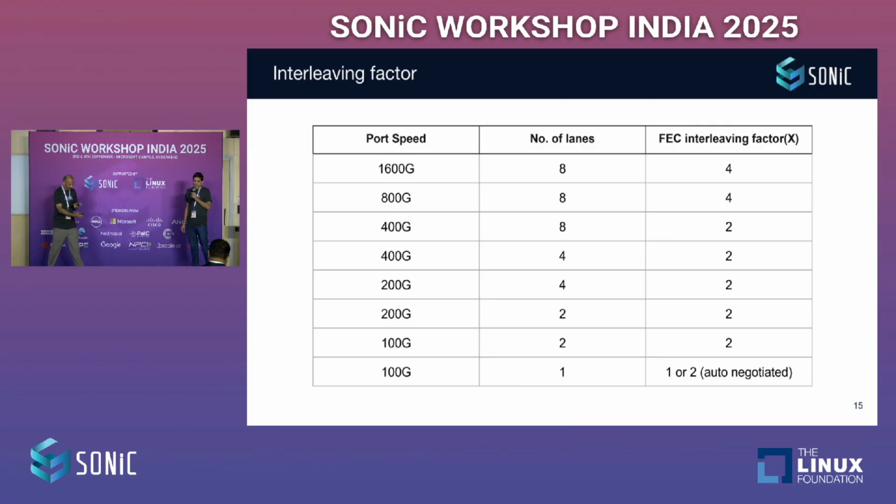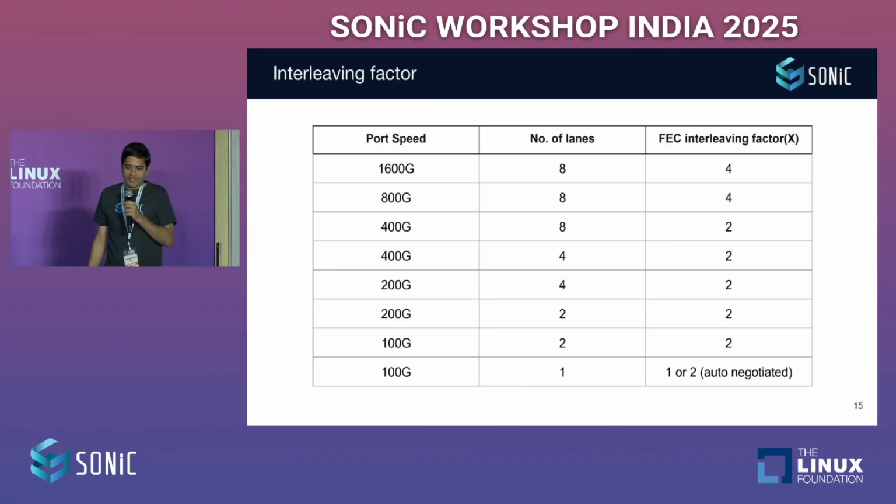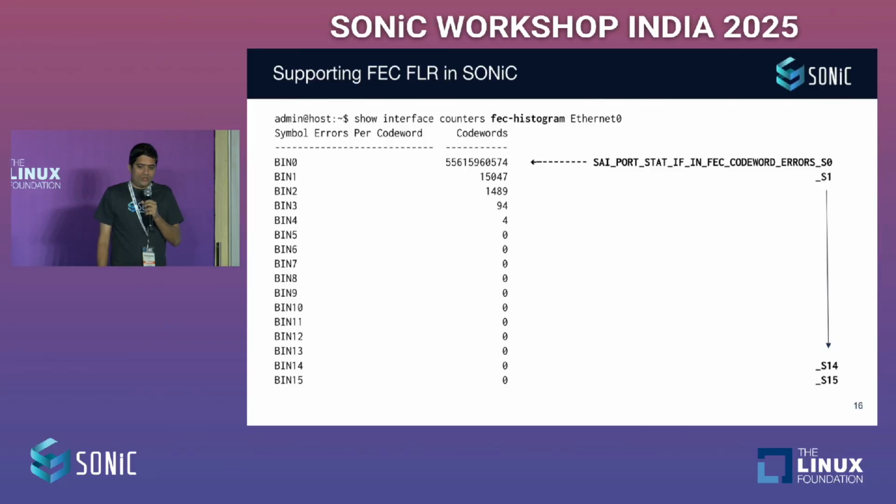Thanks for covering the background on FEC and FEC FLR. Now, with all the data that we have, we'll see what it takes to implement FEC FLR on SONiC. Today we already have support for FEC histogram in SONiC, which displays the data in this format. Milind already covered it in the slides. There are corresponding SAI attributes already, starting with underscore S0 for 0 symbol errors, S1, and all the way up to 15, which is the max number of correctable symbols per code word. So we have the data already exposed in SONiC. So one part is already there.